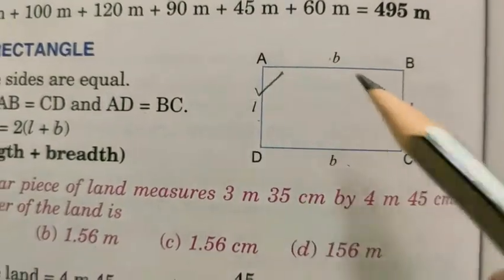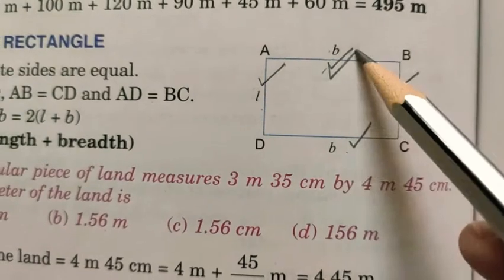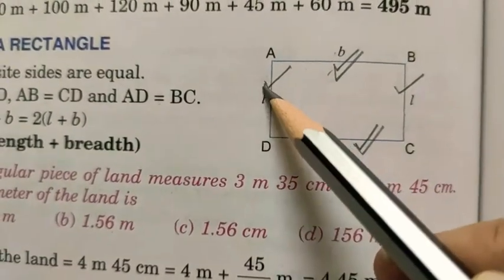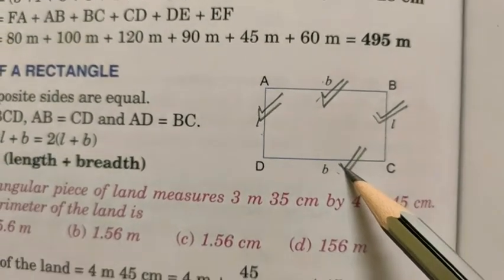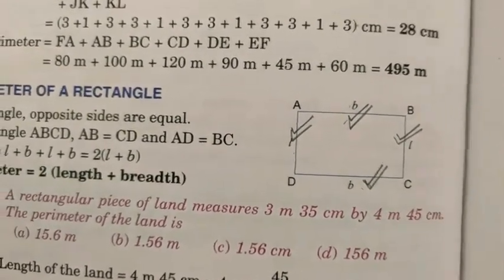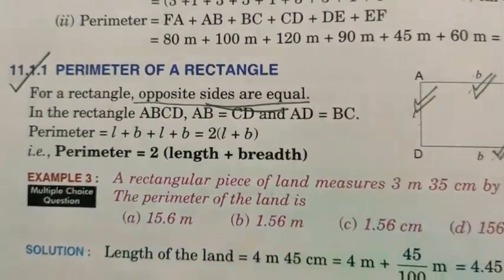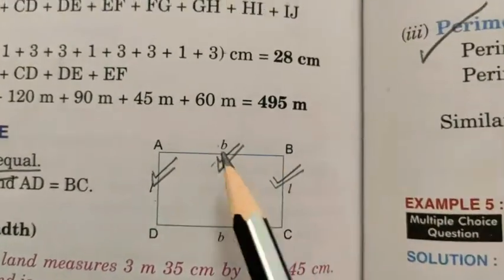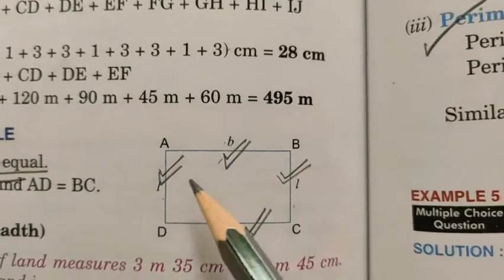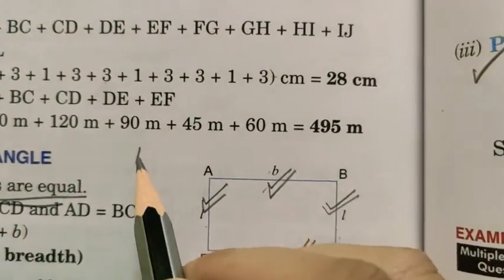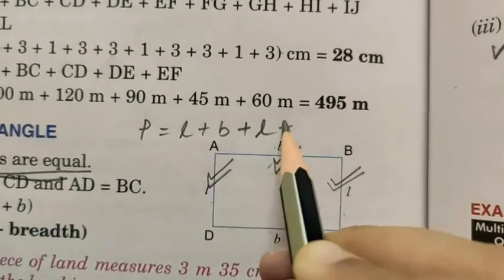As we know, the opposite sides of the rectangle are equal. Rectangle-এর opposite side দুটো equal হয়. That means these two sides are equal and these two sides are equal. দেখো, opposite sides are equal and what is the perimeter? Perimeter is the sum of the length of the sides. So we can write that P is equal to L plus B plus L plus B.